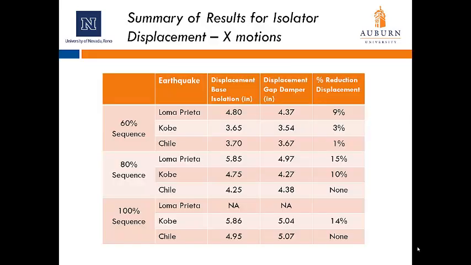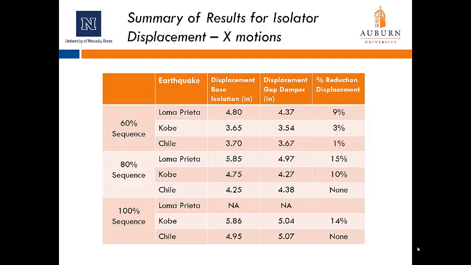Next, we show a couple of tables that summarize the results for isolator displacement. For each earthquake, record, and sequence that we ran, we show the displacement for base isolation, the displacement for base isolation with gap damping, and a percent reduction. This particular table is for X direction motion.